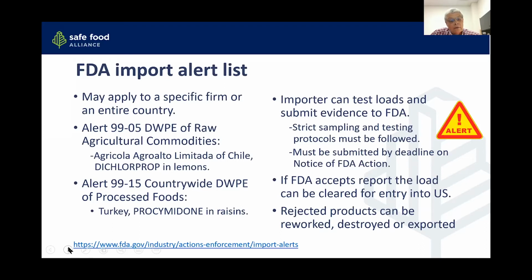On the other hand, there's another alert I show here, 99.15, countrywide detention without physical examination of processed foods for persimmon, which is a pesticide in raisins, and it applies to all raisins from Turkey. So depending on who the supplier is and the nature of the defect, it may just refer to a specific company, or it may refer to everything sourced from that country.